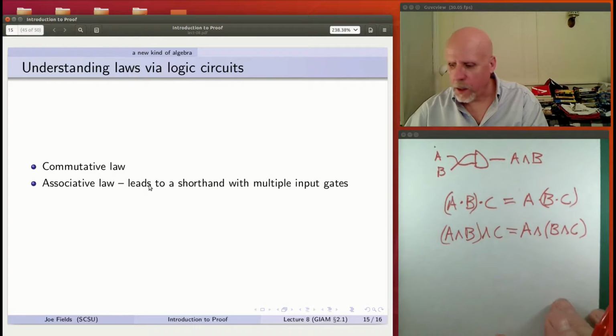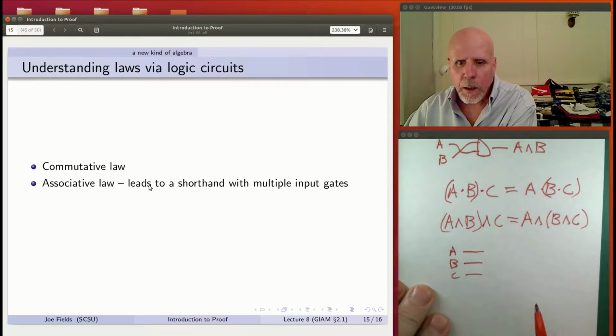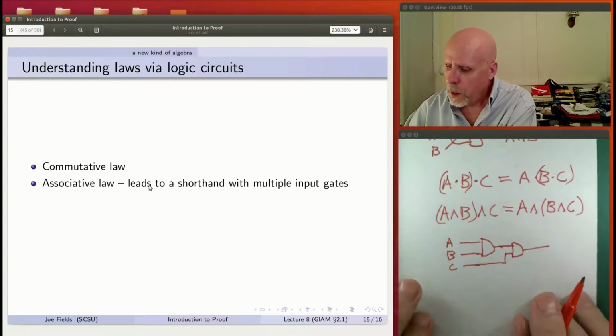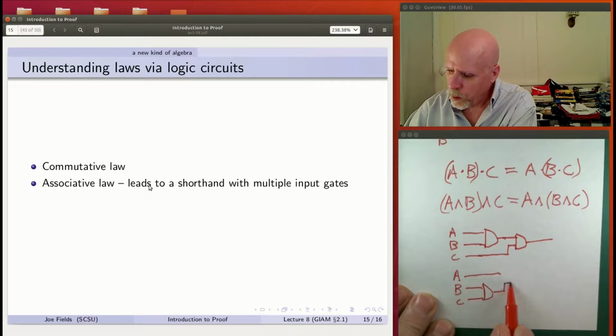What does that look like in logic diagrams? I'm going to have A, B, and C be these three wires. The first one says hook A and B together into an AND gate, and then bring that together with the C input line into another AND gate, and then that's your output. The second one says, let's do it again, A, B, C. You want B and C to go into that first AND gate, then that output together with A into another AND gate, and that's your output.